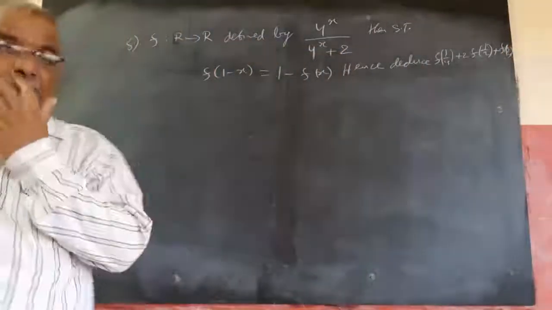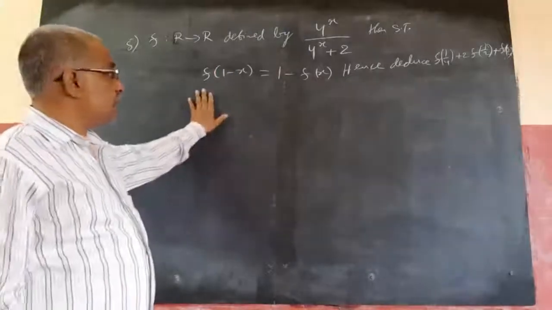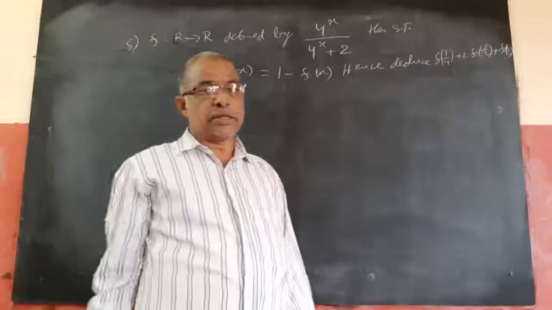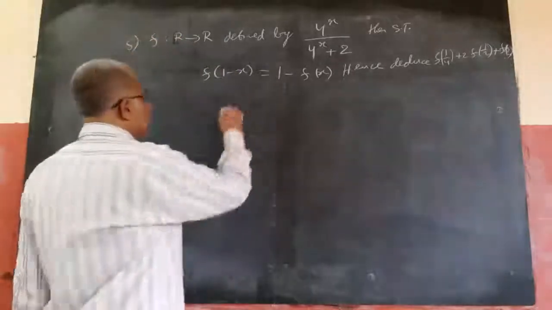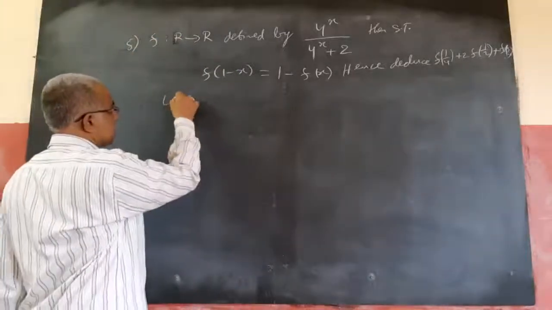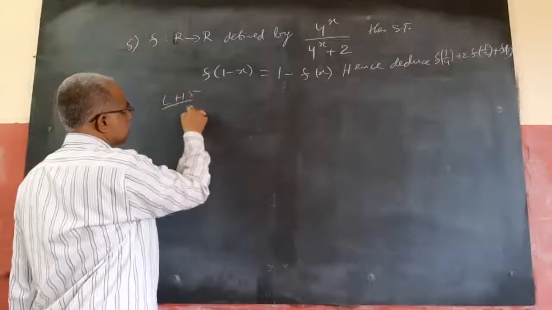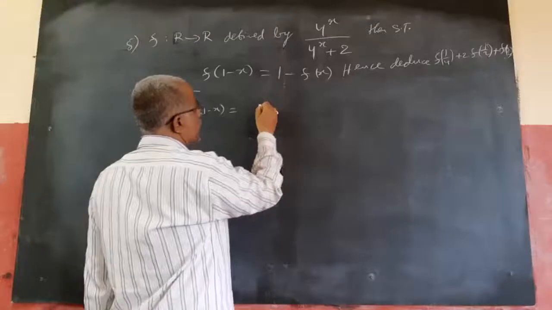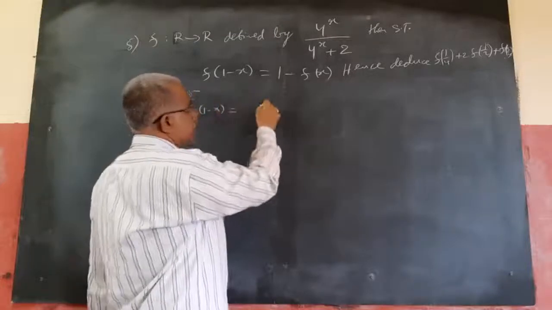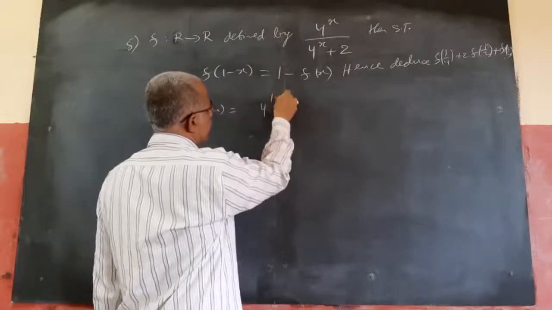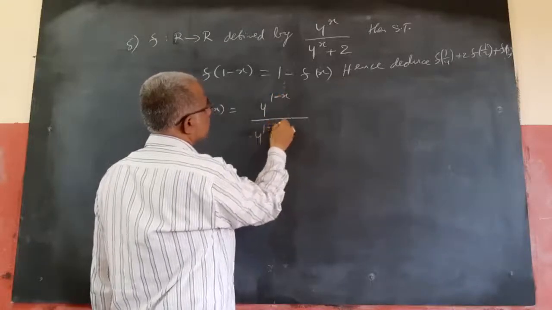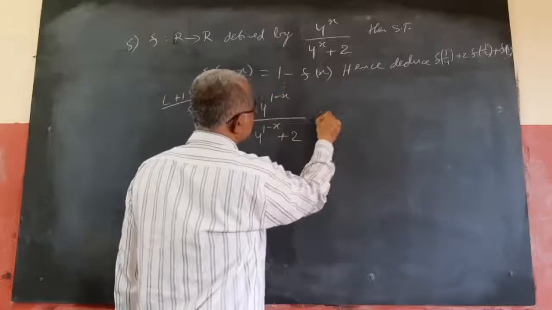First of all, what is asked is to prove that f(1 - x) = 1 - f(x). So how to prove? We will take the LHS first, that is f(1 - x). Wherever x is there, we need to substitute 1 - x. That means 4^(1-x) / (4^(1-x) + 2).